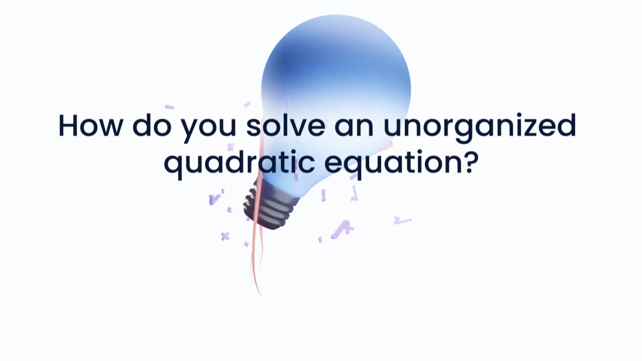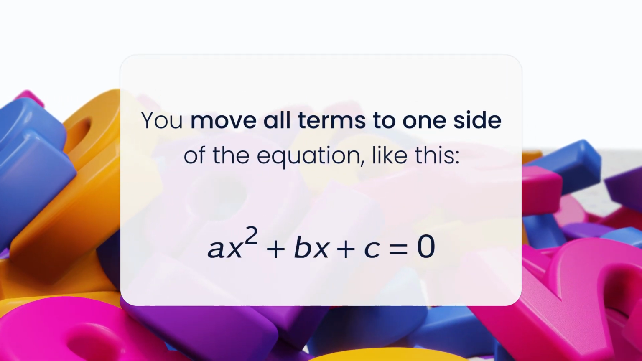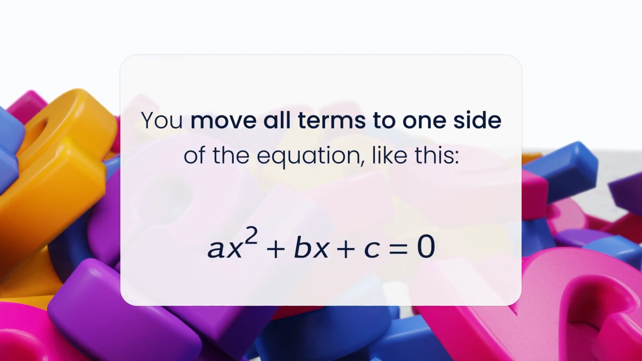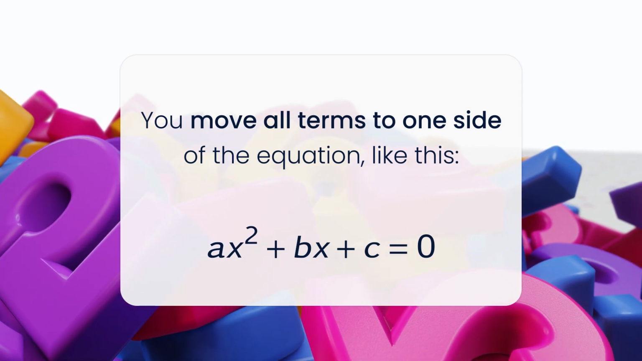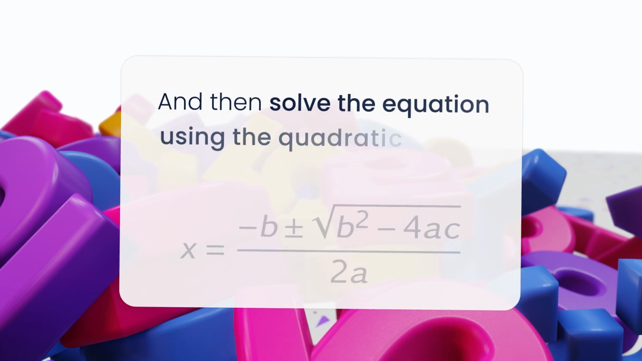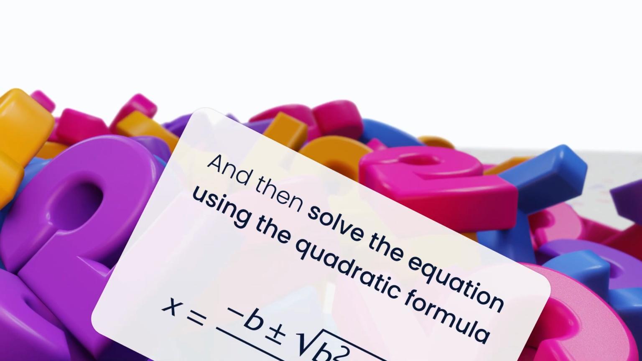How do you solve an unorganized quadratic equation? You move all terms to one side of the equation, like this: ax squared plus bx plus c equals 0. And then solve the equation using the quadratic formula. Let's look at an example.